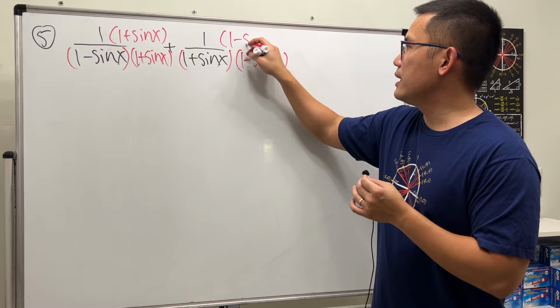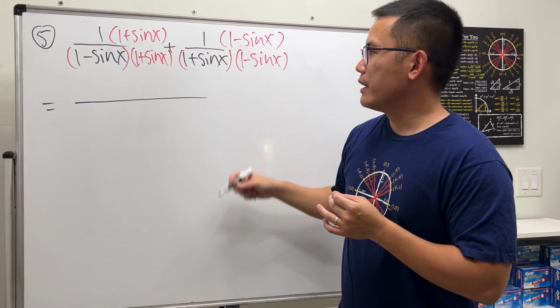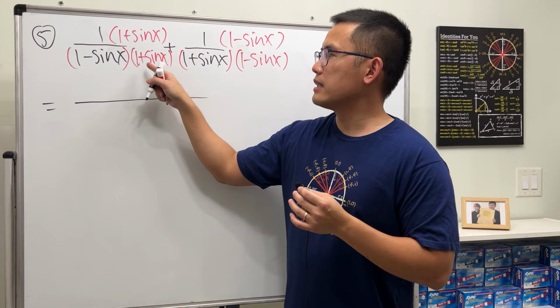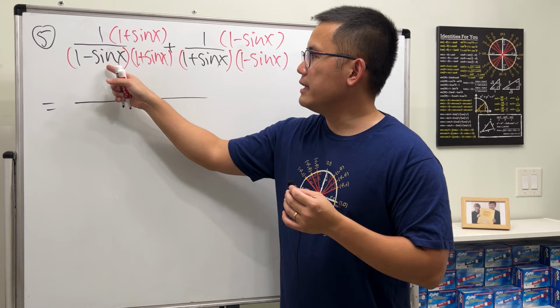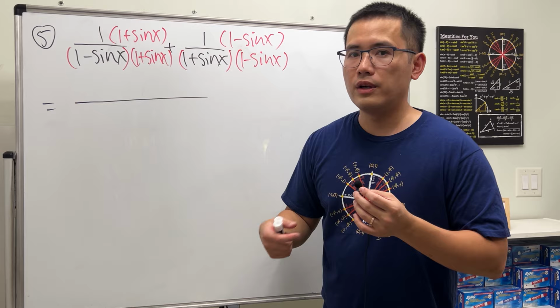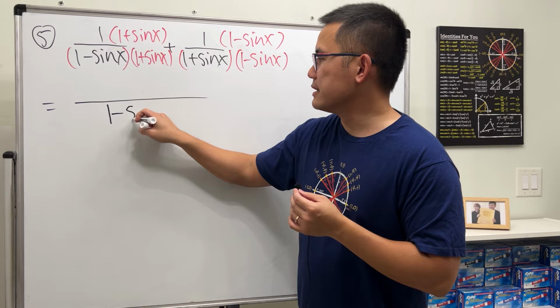Now for the bottom, they have the same denominator, and you can multiply this out right away. 1 minus sine times 1 plus sine is just 1 minus sine squared. A minus b times a plus b, you get a squared minus b squared, the difference of two squares formula. So multiplying the bottom, we get 1 minus sine squared x.